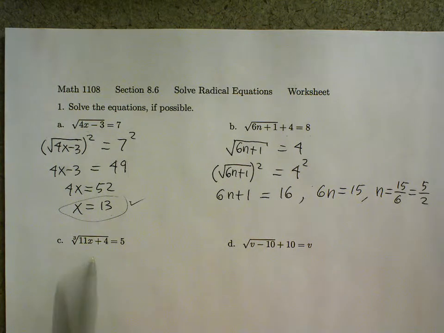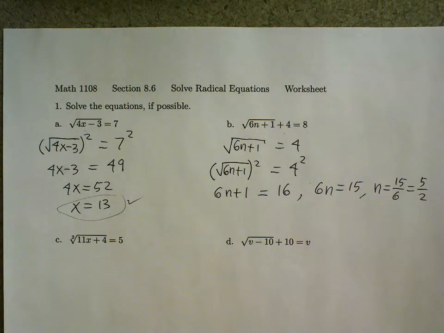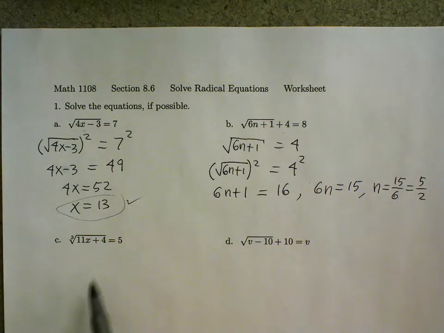And part C, what should we do to solve the cube root of 11x plus 4 equals 5? We want to solve for x. We see that x is in the radical with index 3. So what do we do to start with? Raise both sides to the third power. Anybody online have an answer?